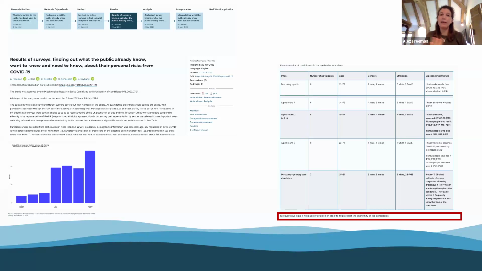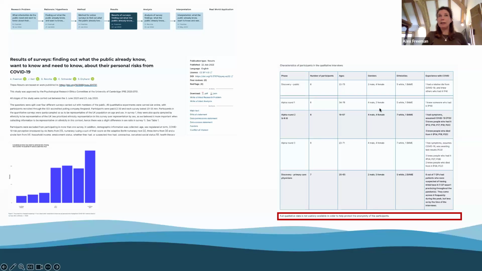But that's just the case sometimes with your data, especially where it's qualitative. You can't release it to protect people's anonymity. But we're giving as much information as we can so that people who looked at our analysis knew what we'd based it on and what the results were.